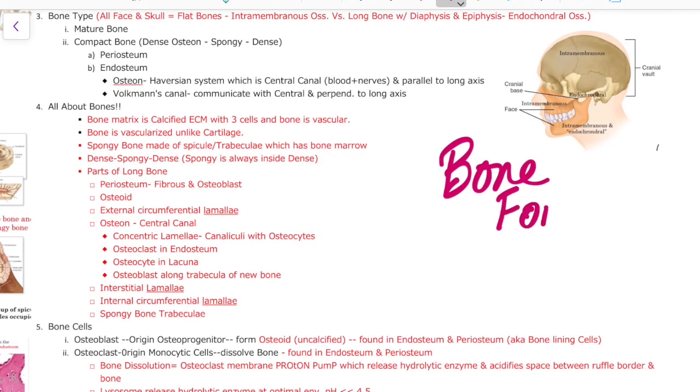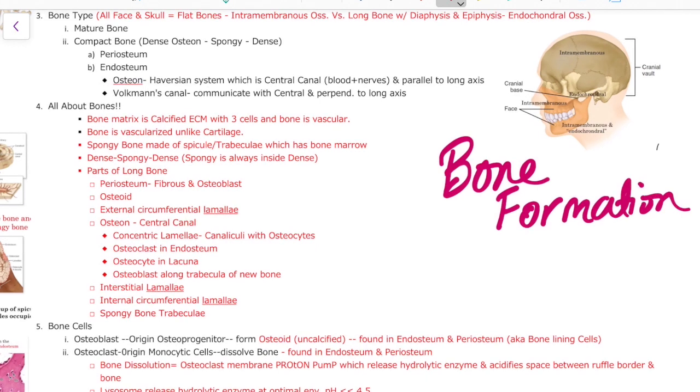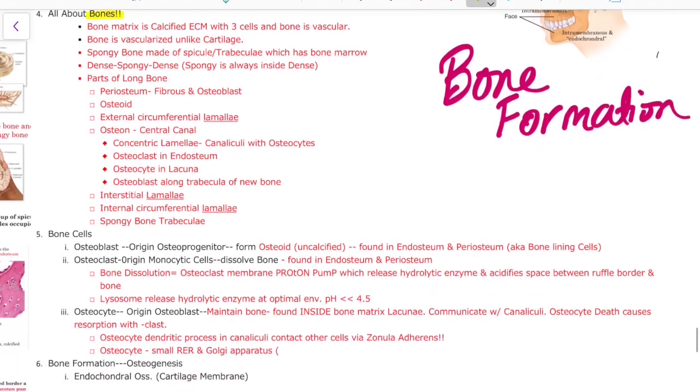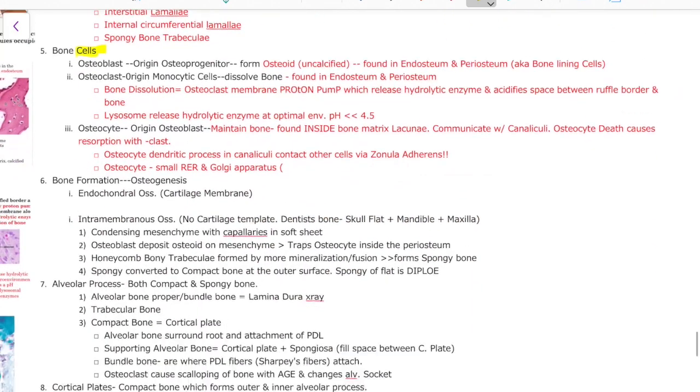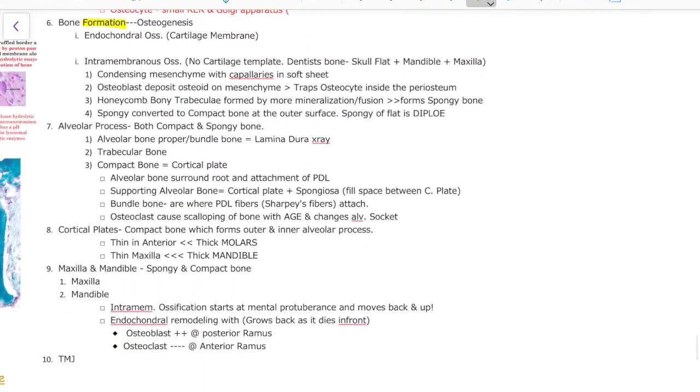So it's bone formation. Overall, what is our outline for the lecture today? We'll talk about the different types of bone. Then we will talk about all the components of bone. Then we will talk about the bone cells and how the bone forms, particularly in the oral cavity for dentists: the alveolar process, cortical plates, maxilla, mandible, and the TMJ. In the later part, we will talk about dental-related topics, and in the beginning, we will talk about the basic components of bone.